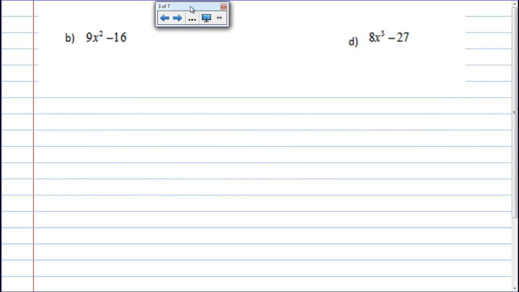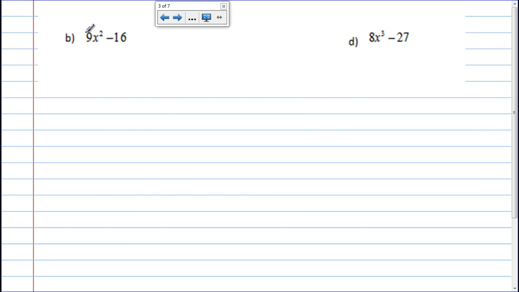Now B and C here, the reason why I did them separate is because they are special. They're special cases. You see a minus sign in between a binomial. You have a binomial that's something minus something. You need to check it and ask yourself first, do these happen to be perfect squares? Because if they're perfect squares, then it's very easy to factor. Well, this is a perfect square.